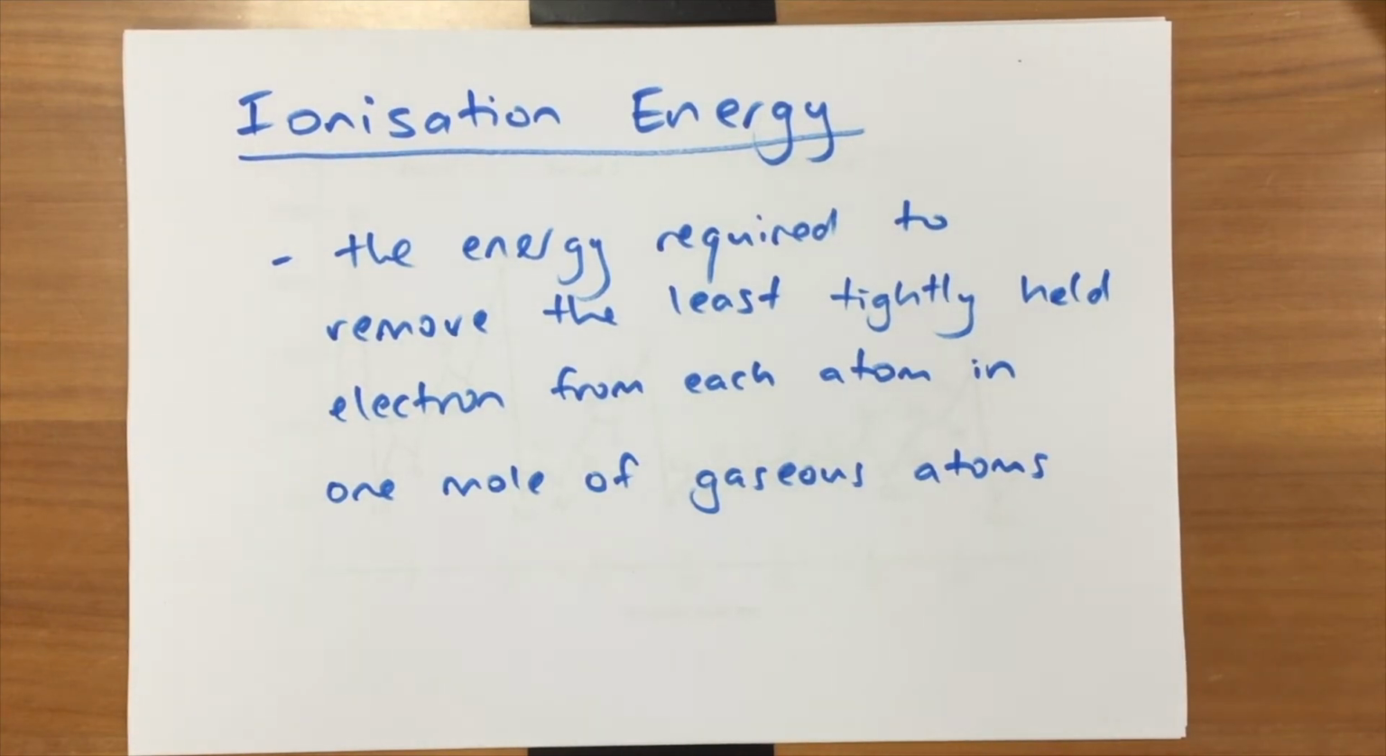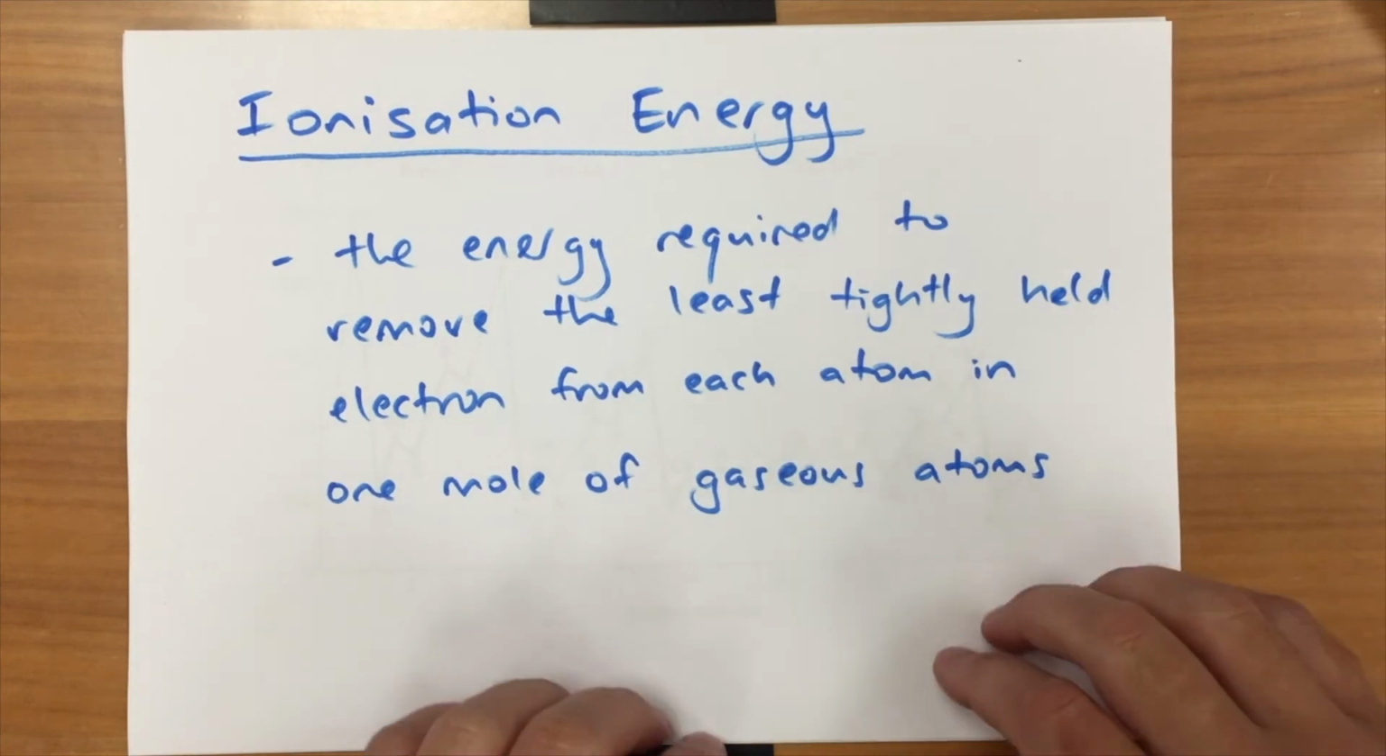Let's take a look at ionization energy. The definition of ionization energy is the energy required to remove the least tightly held electron from each atom in 1 mole of gaseous atoms. We are just going to consider the first ionization energy, which is the energy required to remove the 1st electron. You can go and look at the 2nd and the 3rd and the 4th, but we're just going to focus on the 1st.